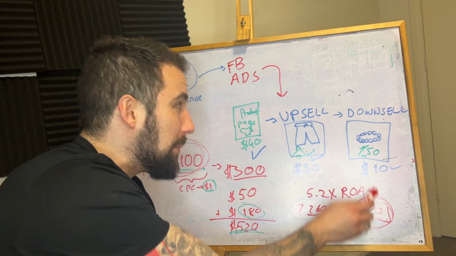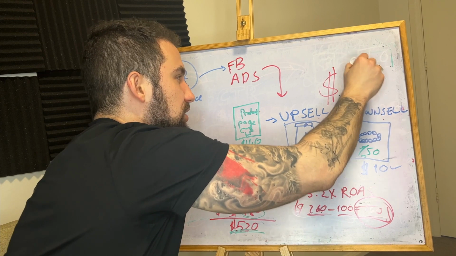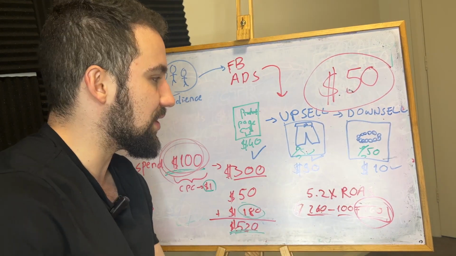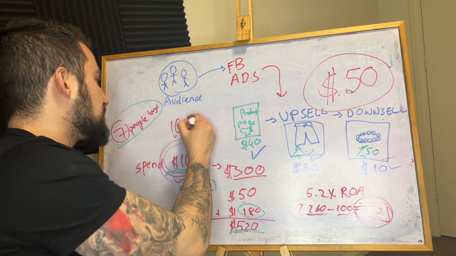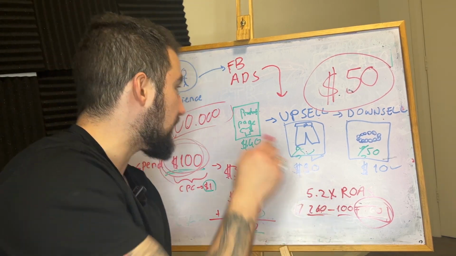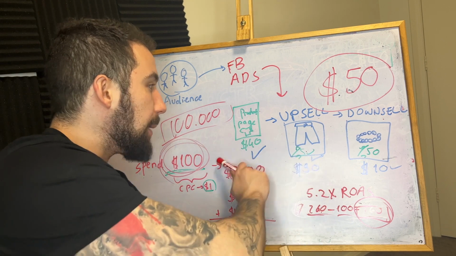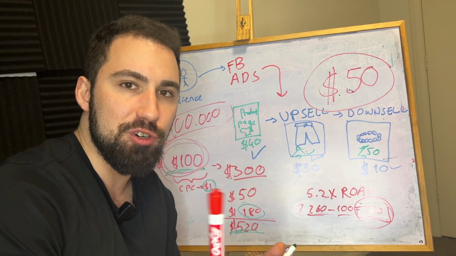It's more than double the initial first $50, guys. So this is how critical this is. This looks like a $110 difference, but if you increase the ad spend to $100,000, think about how much of a difference it's going to make if you scale. That's why, guys, these upsells and downsells are huge. This is called increasing the average order value.